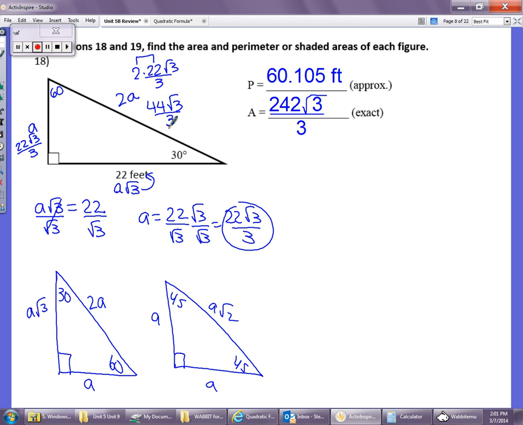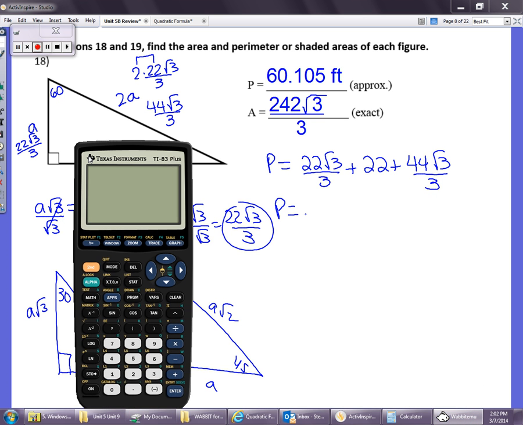So now to get the perimeter, you're going to add 22 radical 3 over 3 plus 22 plus 44 radical 3 over 3. Great thing is most of you have the TI, so you can just put it all in your calculator just the way that you see it. But you're going to have some parentheses if you have the black or the clear color calculator. If you have the TI 84 plus Silver Edition, you might not need so many parentheses.